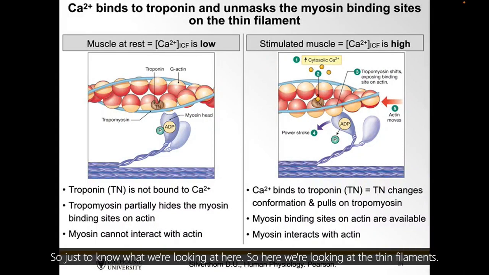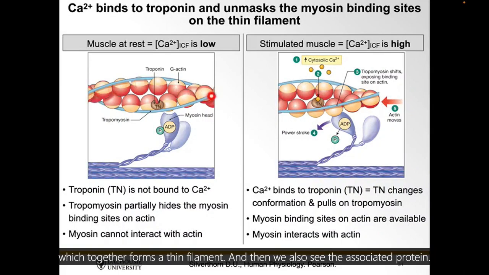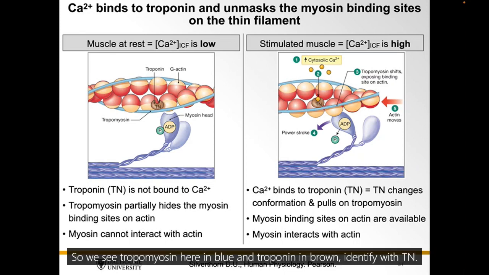So just to know what we're looking at here, we're looking at the thin filament. Each of those globular proteins is a molecule of actin, which together forms the thin filament. And then we'll also see the associated proteins. So we see tropomyosin here in blue and troponin in brown, identified with TN. And as we know, at rest, the tropomyosin here actually hides the myosin binding sites on the actin.